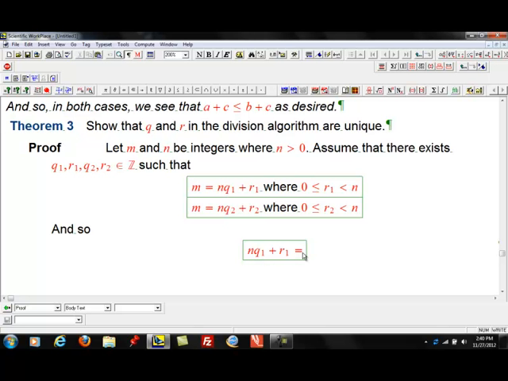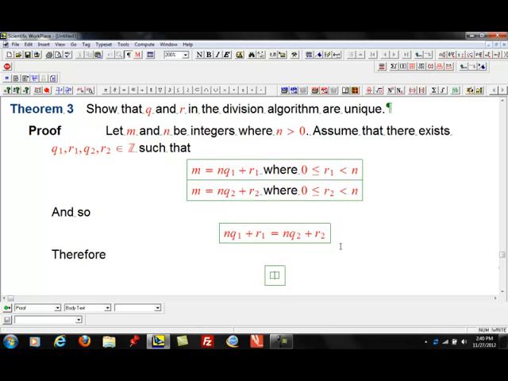Now, what do you think we should do from that? Yeah, get the q's on one side and the r's on the other. So if we do that, we combine it, I'd have q1 minus q2 is equal to r2 minus r1. Our whole goal, it would be really nice if we could show that r2 minus r1 equals 0, or that q2 minus q1 equals 0. That's what we're trying to do.